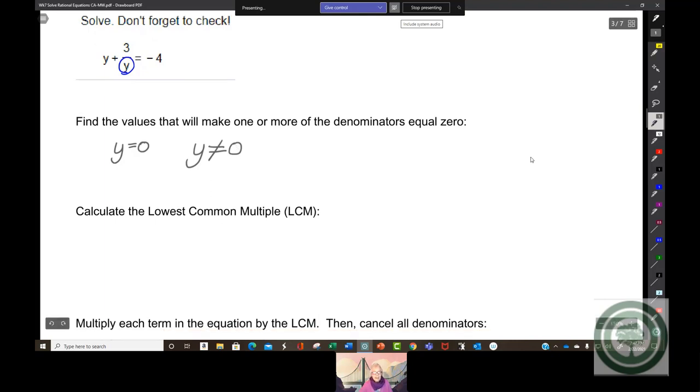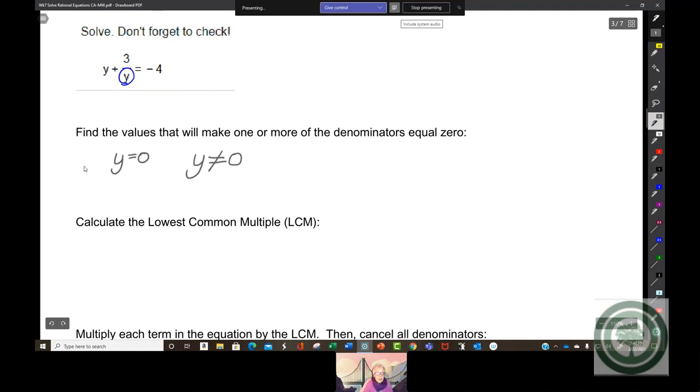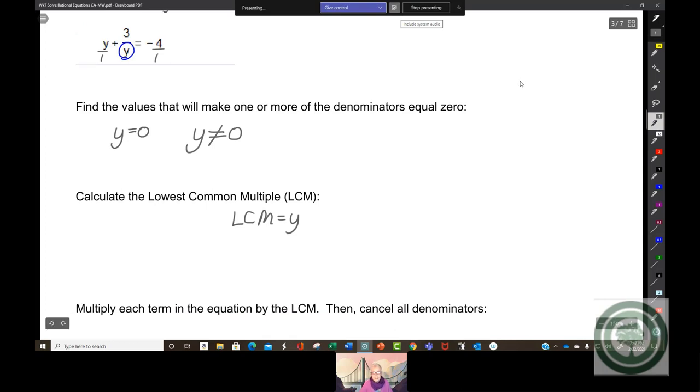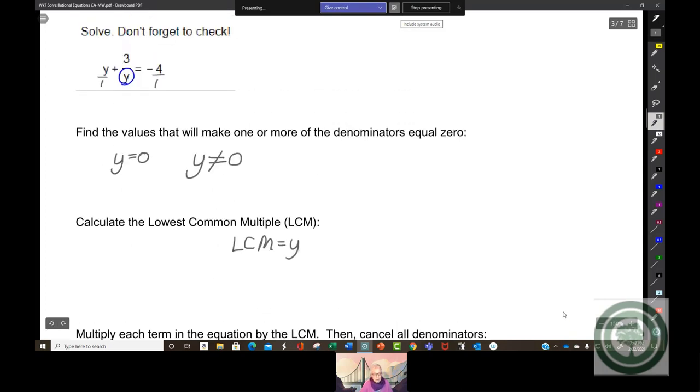Okay, well, let's calculate the lowest common multiple. To do that, I list all the denominators. But what are the denominators? 1, 1, and y. Y is the only one that can be a denominator. So my LCM, y is the only denominator, right? 1 times y times 1. I mean, it's y. My LCM in this case is just going to be y. Just y. Okay, so having discovered 3 over y.